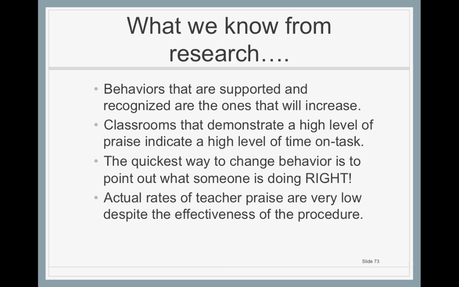The quickest way to change behavior is to point out what someone is doing right. You can improve behavior by 80% just by doing this. And actual rates of teacher praise are very low despite the effectiveness of the procedure. You should strive for 5-to-1 ratio of positive to negatives, 5 positive interactions to every 1 correction.